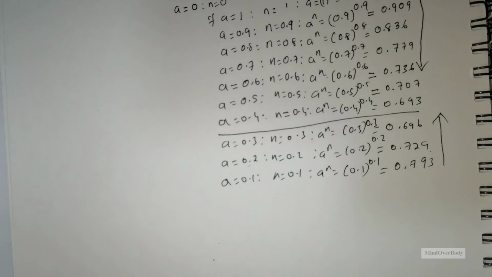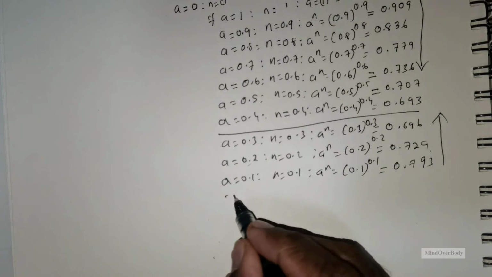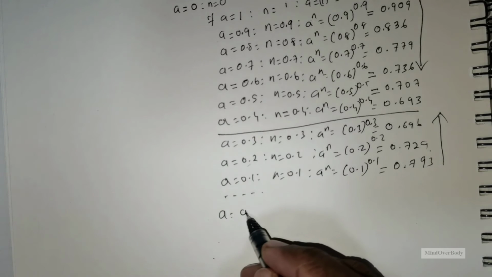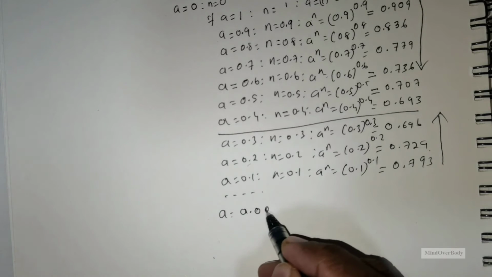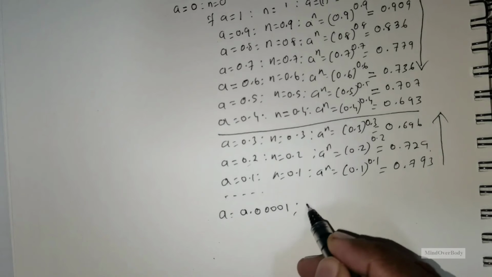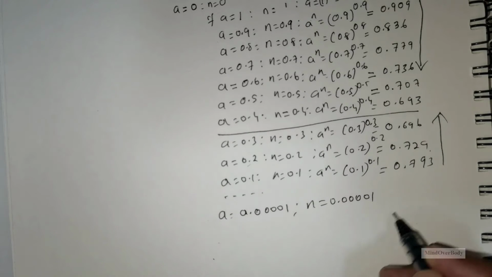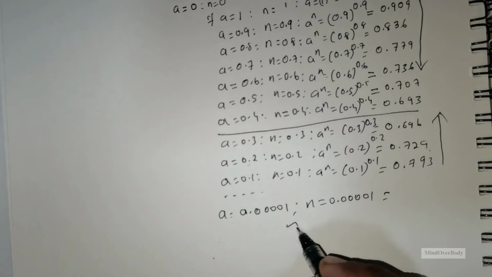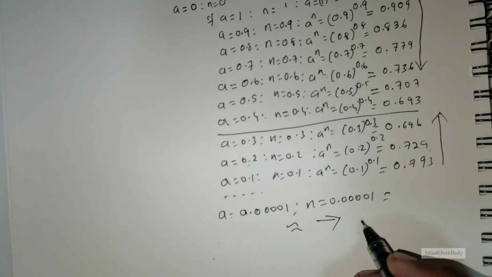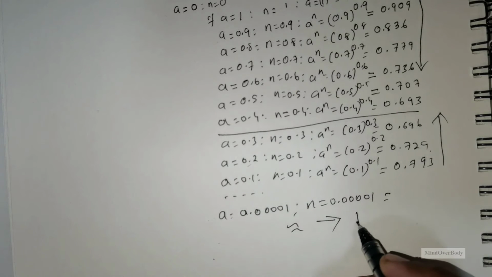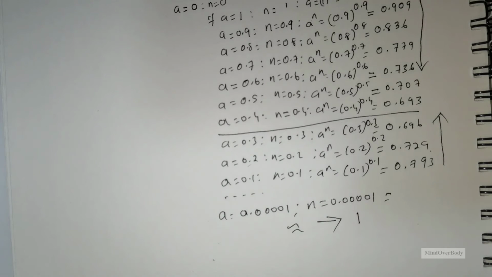Now, not only that, if you were to proceed by taking the value of a to be, say, 0.00001 and n to be 0.00001, you would find this value is approaching 1. So it would be approaching 1, but it will not be equal to 1.